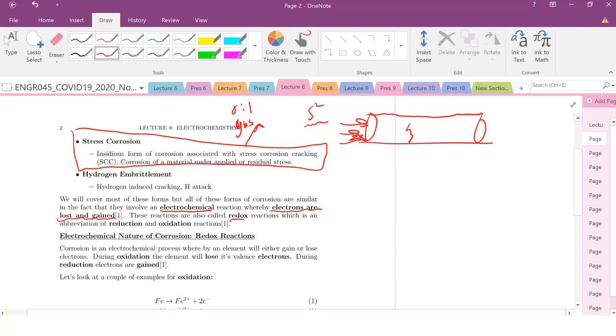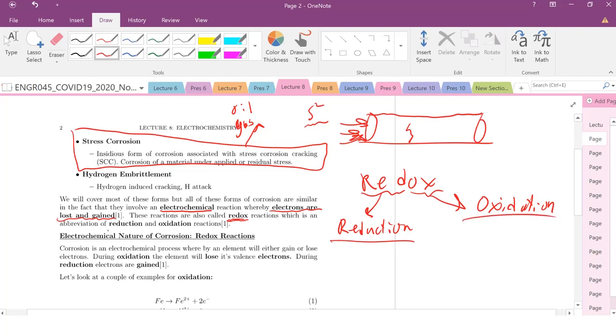And hopefully you remember redox reactions from chemistry. The term redox is composed of two parts: red is reduction, and ox is oxidation. So in this electrochemical reaction, two things are happening: reduction and oxidation, here and here. Hopefully you remember where electrons are gained. In reduction, we gain electrons. In oxidation, we lose electrons.